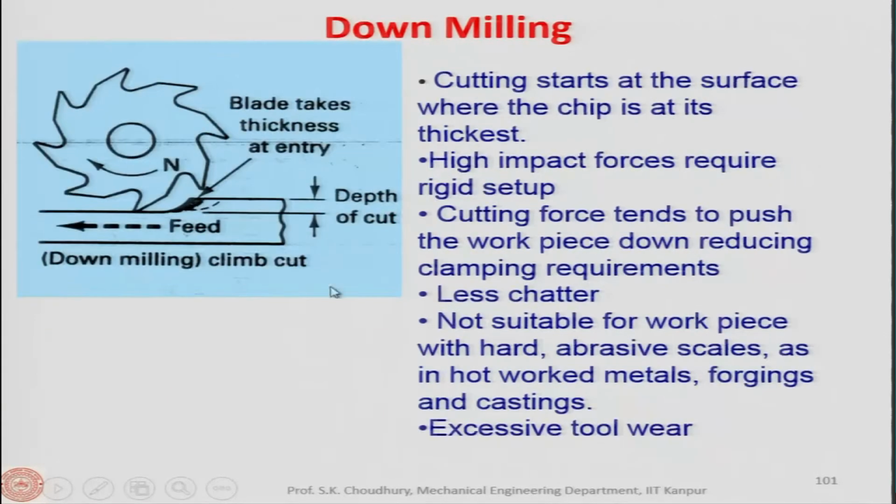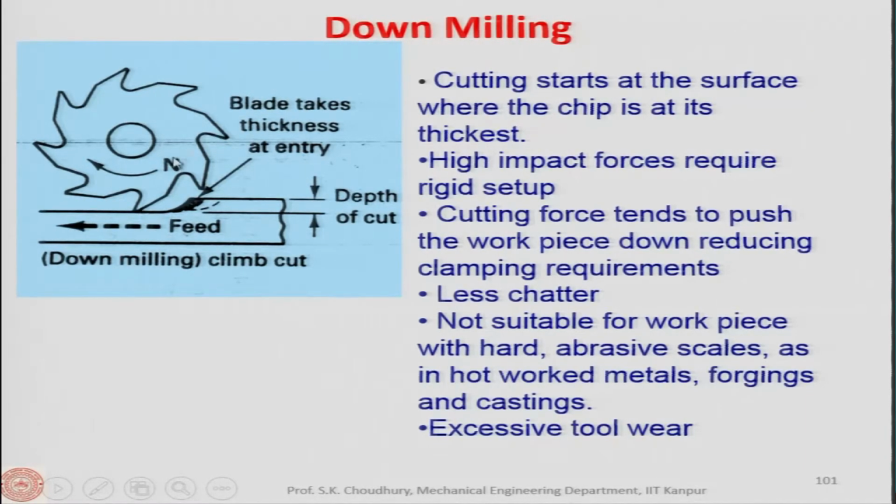All right. Now, down milling, the cutting starts from here. First of all, in down milling, you can see here that the rotation of the milling cutter is in the same direction as the feed given to the workpiece. So, this is the down milling. Down milling is also called the climb cut. Now, the cutting starts at the surface where the chip is at its thickest. That means it starts from the maximum chip thickness, it grabs and then it goes to the minimum. So, it is just the other way around.